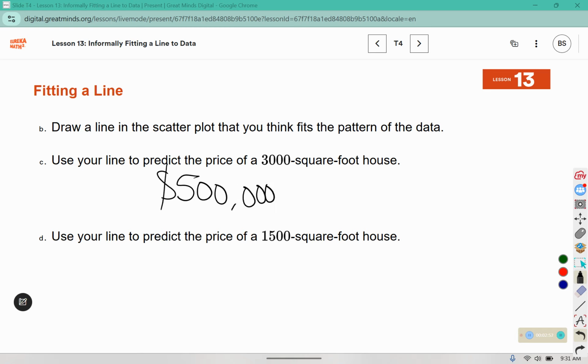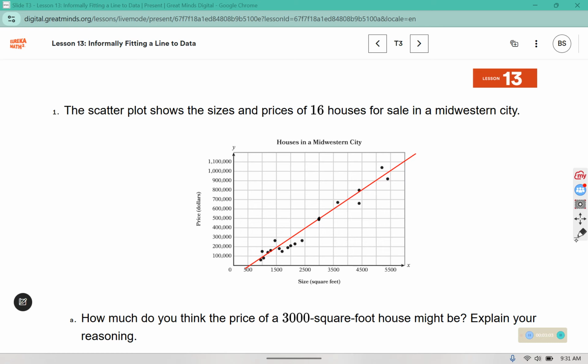D says to use your line to predict the price of a 1,500 square foot home. Here we see 1,500 is about $200,000.